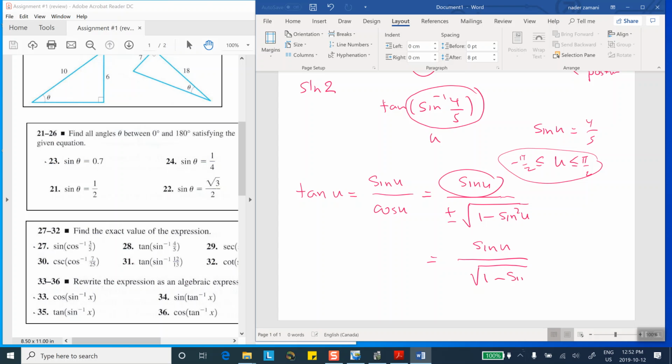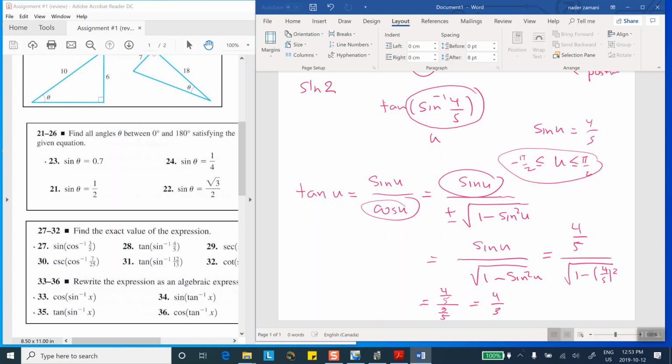1 minus sine squared u. So this is going to be 4 over 5 divided by the square root of 1 minus 4 over 5 squared. And believe me, this is going to be 4 over 5 divided by 3 over 5, and this is 4 over 3.